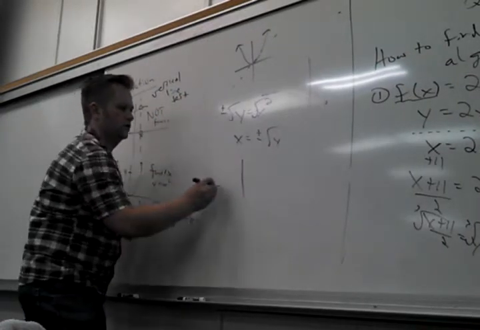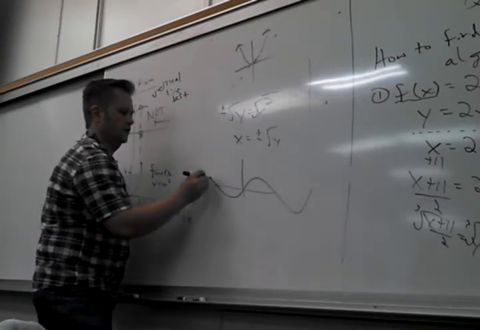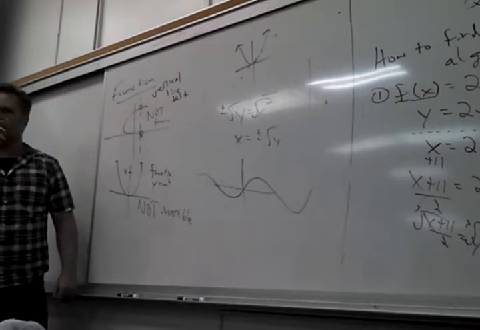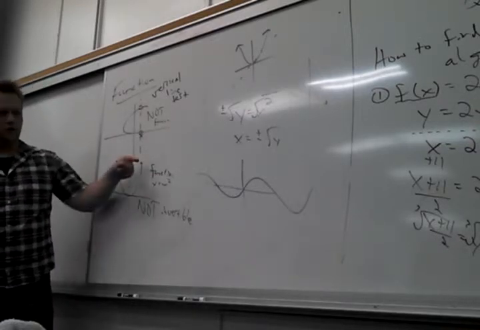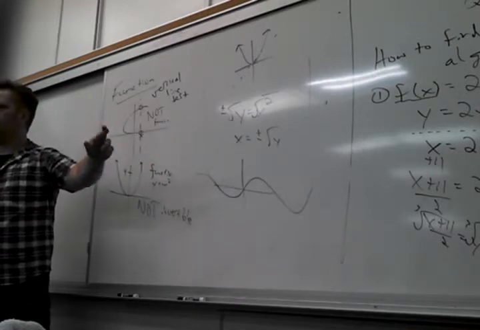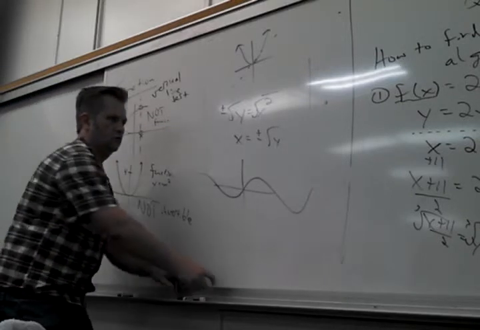So later, if you have a function that looks like this, is it a function? Yes. Does it have an inverse? No. It definitely doesn't pass a horizontal line test, right? Okay, cool.